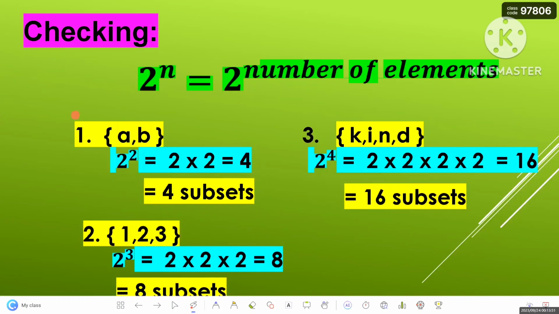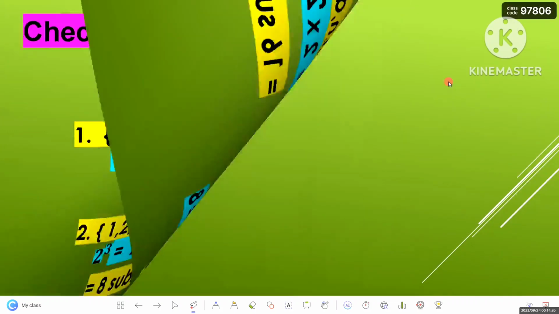Tingnan natin. Pag 2 elements, 4 subset. Pag 3 elements, 8 subset. Pag 4 elements, 16 subset. So, madali lang siya. Dapat alam mo kung paano bilangin ang elements, at dapat alam mo kung paano isa-substitute ang elements gamit ang formula na ito. 2 raised to n.